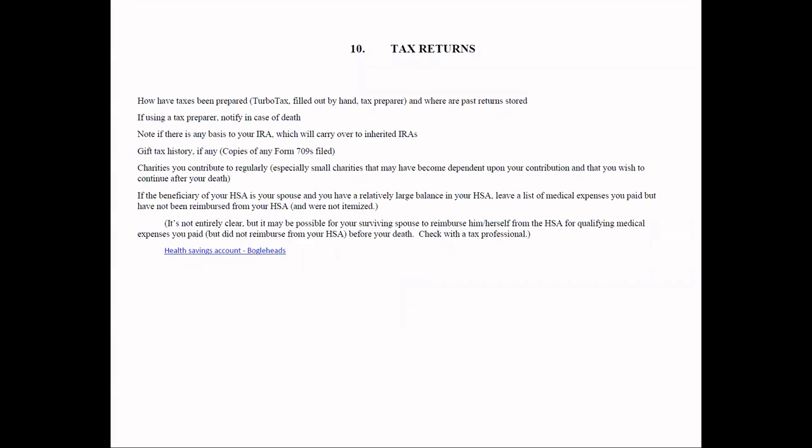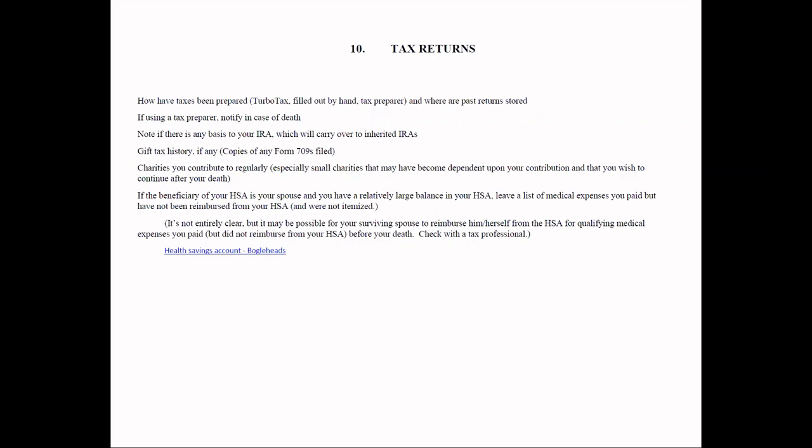We obviously want to notify the tax preparer in the case of death, because there may be some deadlines, like RMDs and that kind of thing. There is actually a deadline on preparing a tax return for the decedent. Then there are a couple other things you may want to document. If there's a basis to your IRA, say somebody's been making a non-deductible IRA contribution for many years and never rolled over or converted to a Roth, that does carry over to the inherited IRA. So that is important to know. That will save you some money.